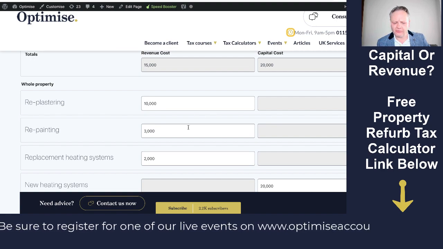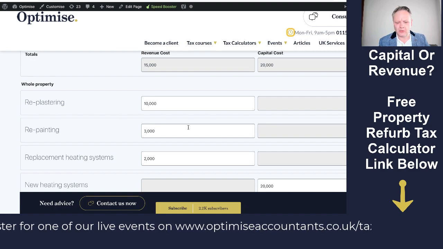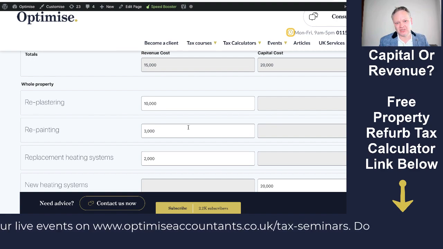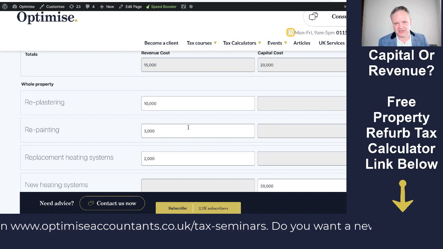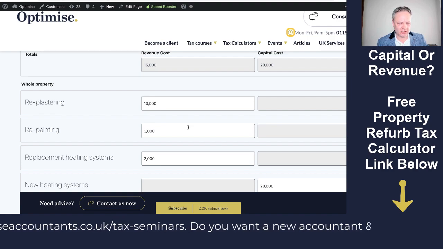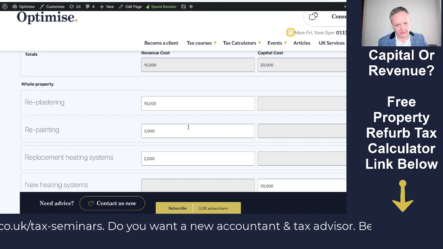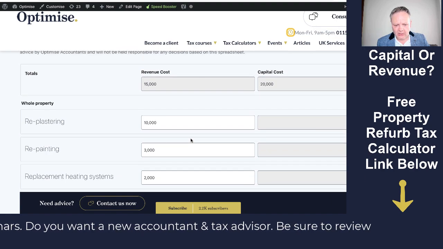We have seen a lot of accountants get this wrong, so it's worth going through this, and we have put explanations all the way through this tax calculator. So if your accountant challenges it, you can go back with some rationale and hopefully you'll get through to them.